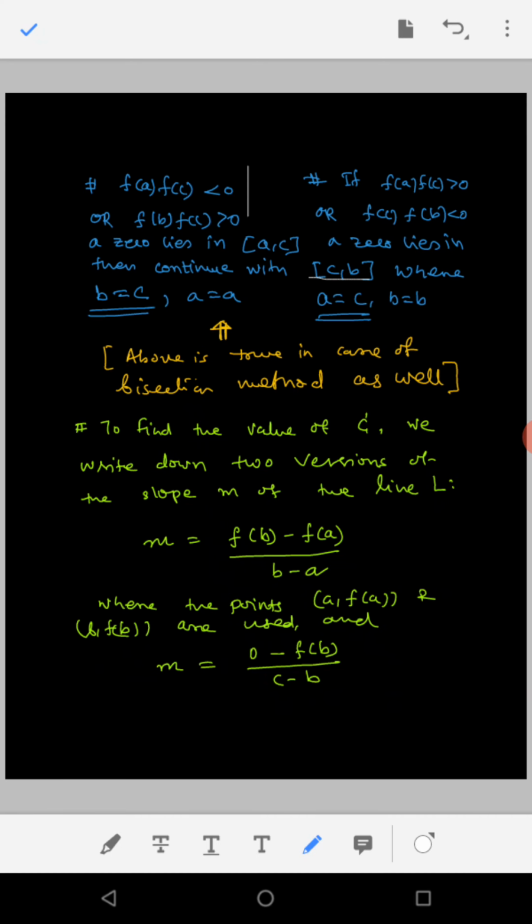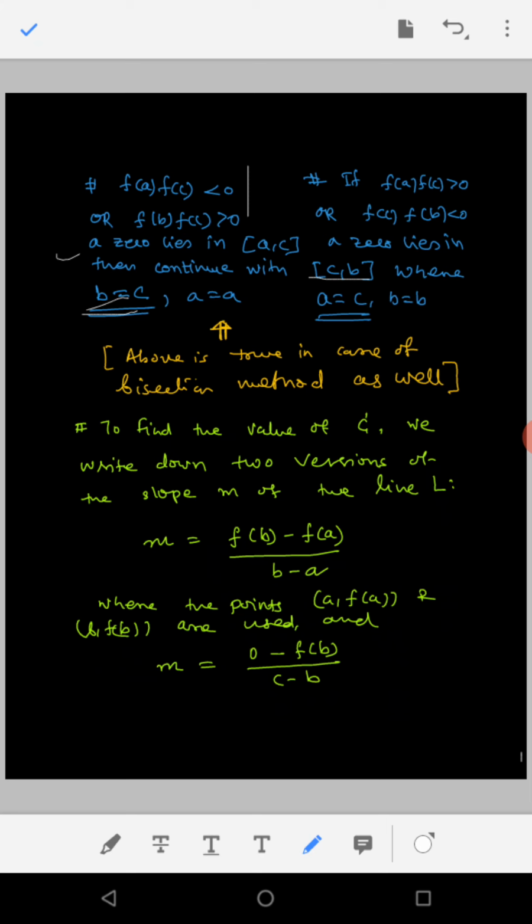So if the first condition arises, then we have to take B equal to C to squeeze out the interval from the right, and in the second case, to squeeze out the interval from the left, we have to take A equal to C for our next iteration. And the same thing is true for the bisection method as well. We have applied this condition.